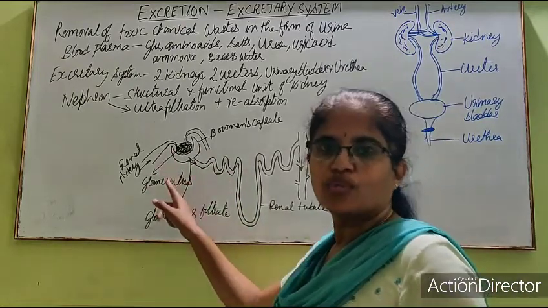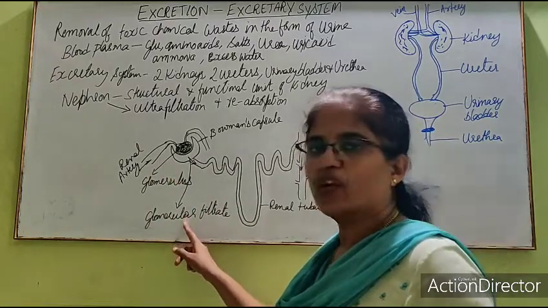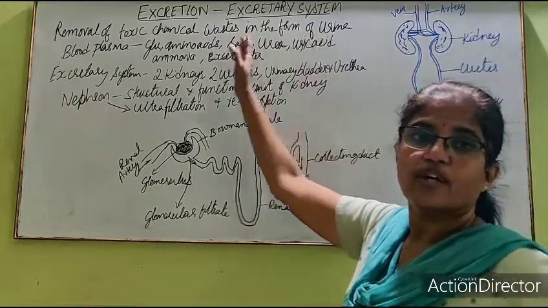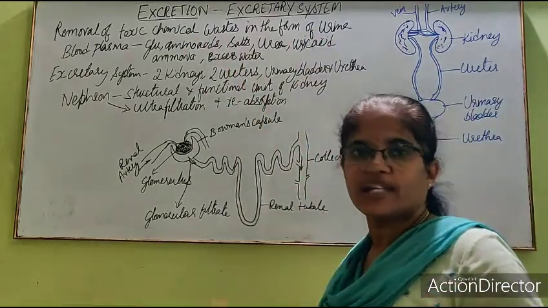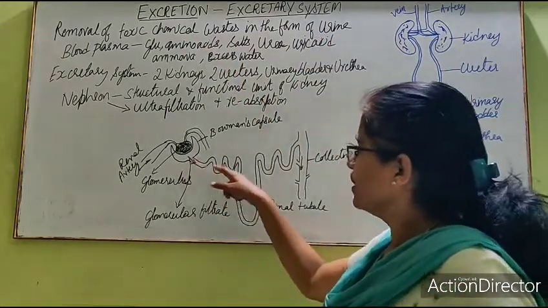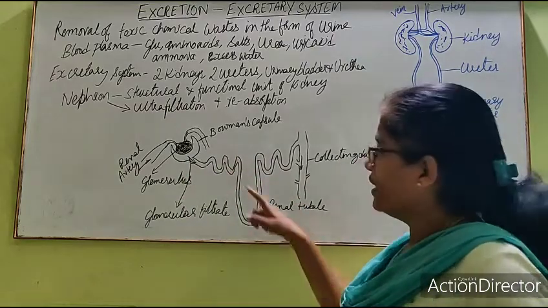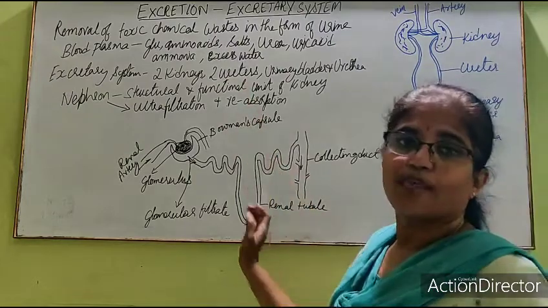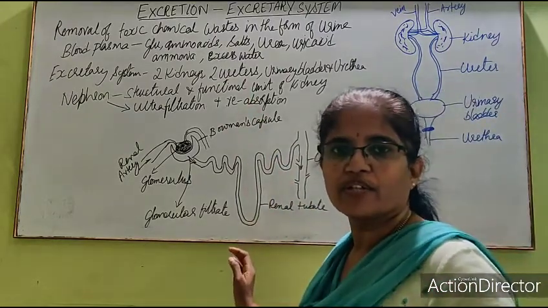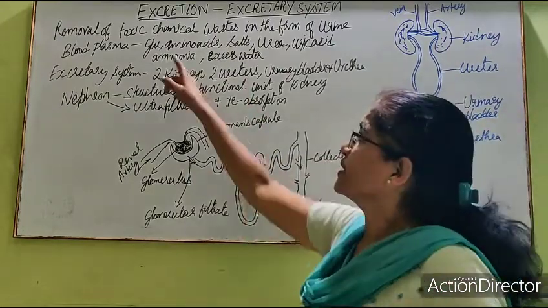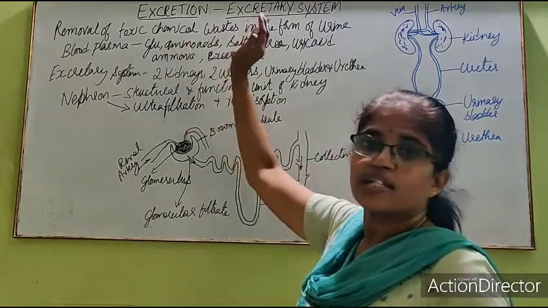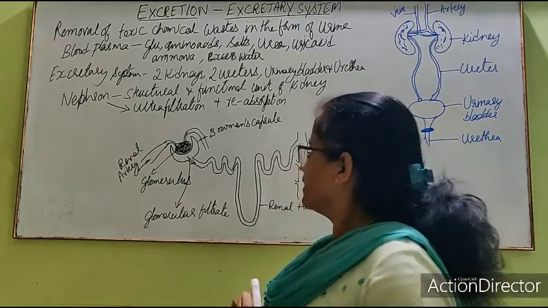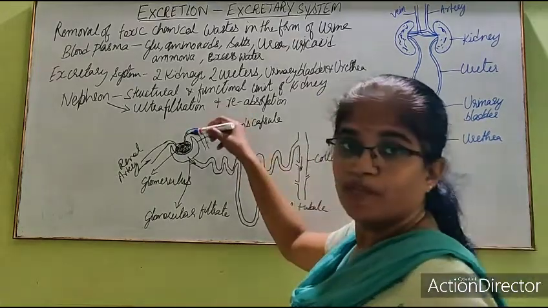Since it has passed through the glomerulus, this is called glomerular filtrate, which contains glucose, amino acids, salts, urea, and all these toxic products which are in excess. That passes through the renal tubule. In this renal tubule, the required amount of nutrients for the body, such as glucose, amino acids, little salts and more of water, gets absorbed into the blood.